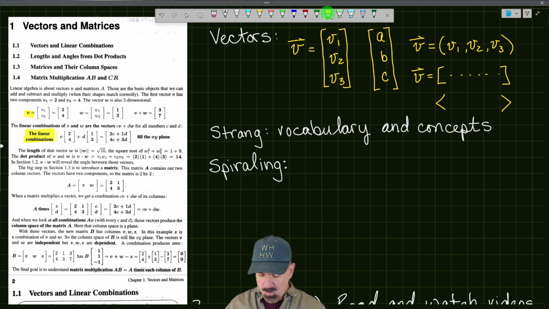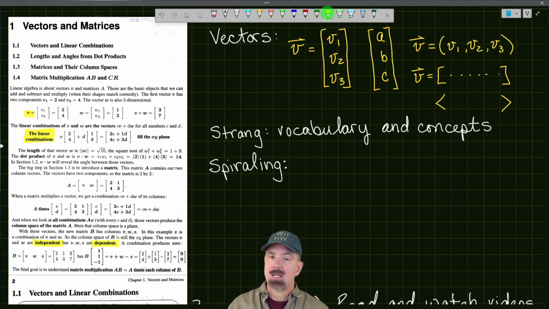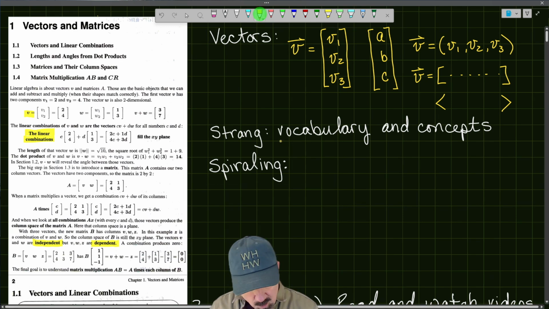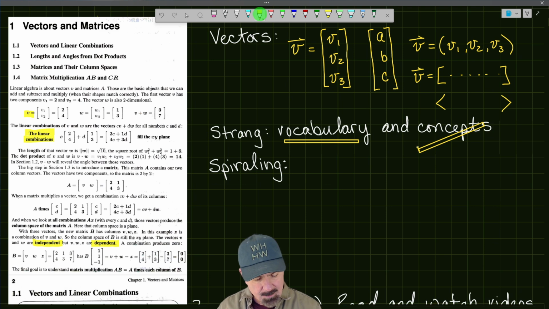And that's very much consistent with the way he does things. He talks about independent and he talks about dependent. He's not providing us a formal definition of those things right off the bat. He's just using the correct vocabulary to help us become familiar with this new topic of linear algebra. So what we have is an emphasis on vocabulary and an emphasis on concepts.